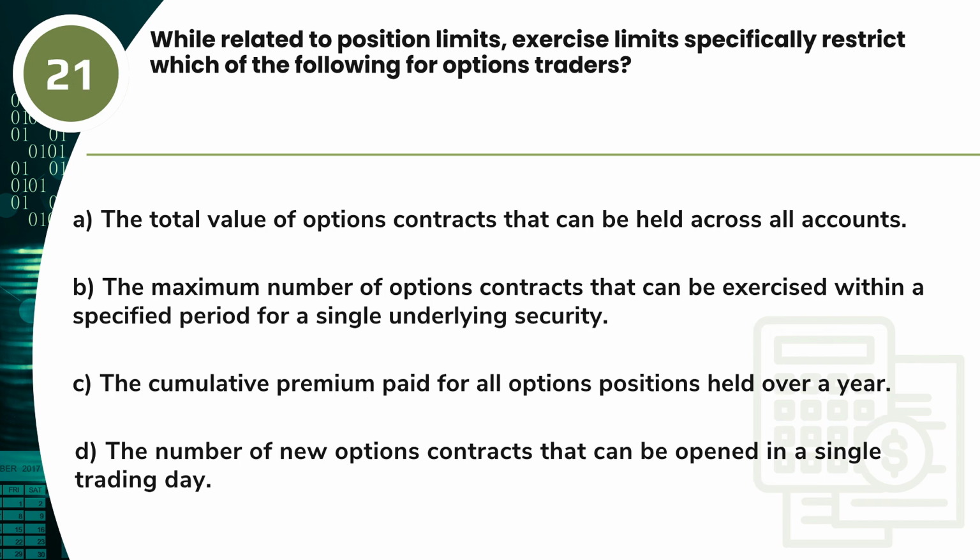While related to position limits, exercise limits specifically restrict which of the following for options traders? A. The total value of options contracts that can be held across all accounts. B. The maximum number of options contracts that can be exercised within a specified period for a single underlying security. C. The cumulative premium paid for all options positions held over a year. D. The number of new options contracts that can be opened in a single trading day.